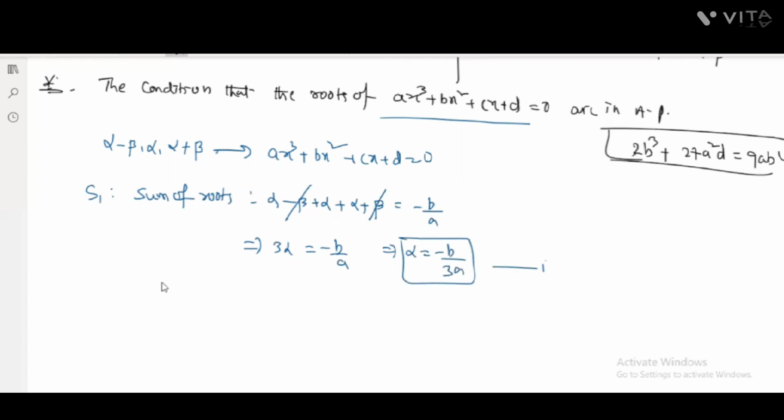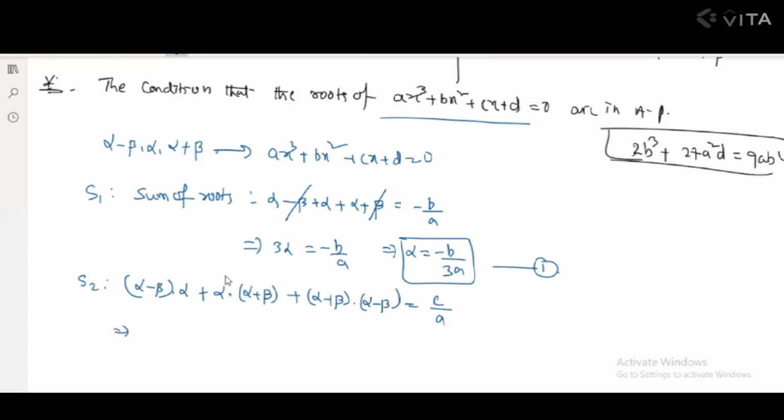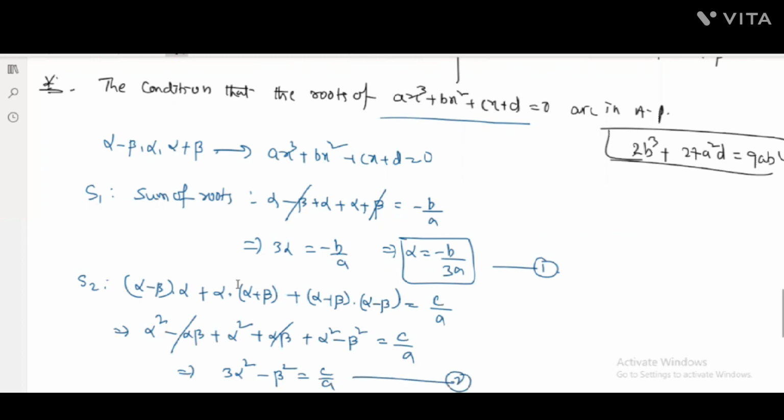Let's take this as equation 1. Next, the sum of product of two roots at a time, that is S2: alpha minus beta into alpha, plus alpha into alpha plus beta, plus alpha plus beta into alpha minus beta, is equal to c by a. When we simplify, we get alpha square minus alpha beta plus alpha square plus alpha beta plus alpha square minus beta square is equal to c by a. Minus alpha beta plus alpha beta cancel, so 3 alpha square minus beta square is equal to c by a. Let this be equation 2.